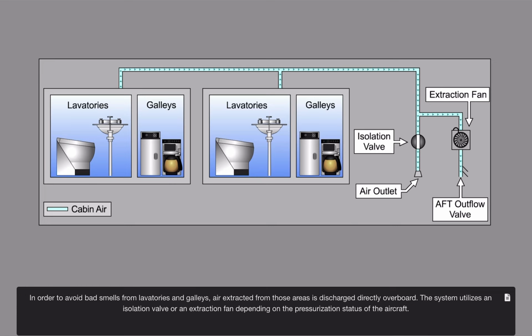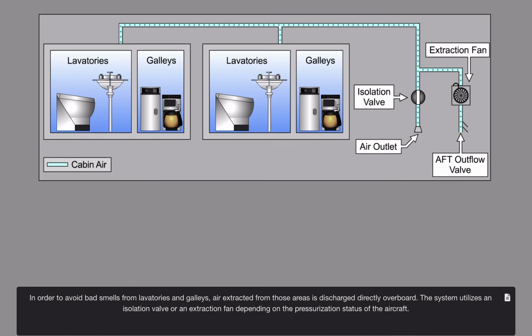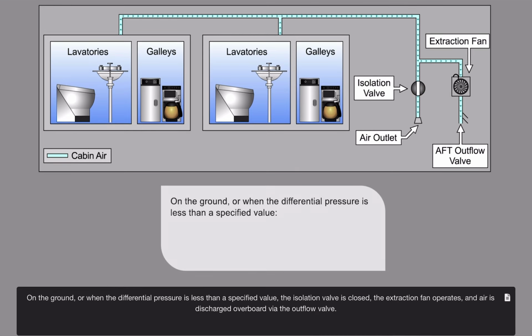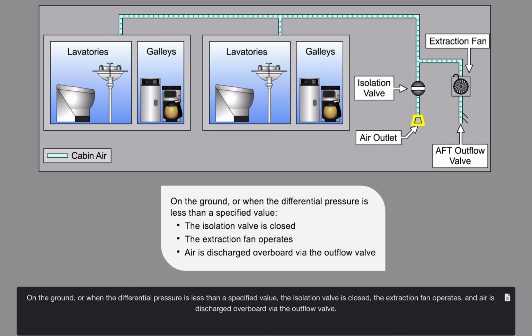In order to avoid bad smells from lavatories and galleys, air extracted from those areas is discharged directly overboard. The system utilizes an isolation valve or an extraction fan depending on the pressurization status of the aircraft. On the ground, or when the differential pressure is less than a specified value, the isolation valve is closed, the extraction fan operates, and air is discharged overboard via the outflow valve.